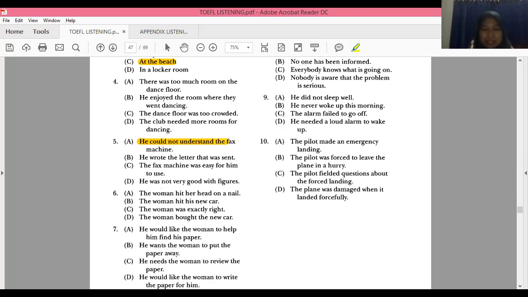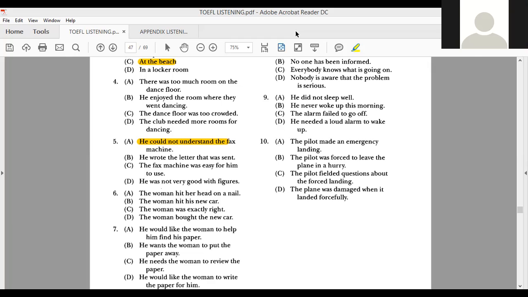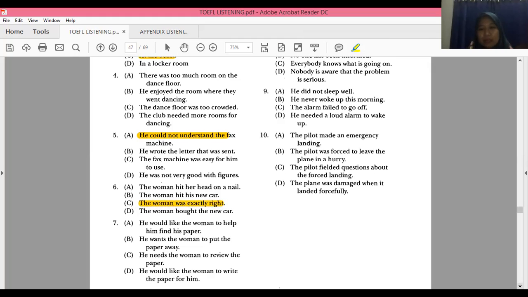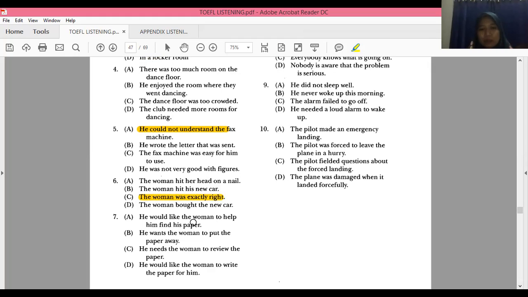Okay, number 6. Go to Miss Salma. Your answer, Miss Salma? Charlie, you hit the nail on the head. You nail it. Kadang cuma you nail it. Bukan not incomplete. You hit the nail on the head. You nail it. Yeah, you are right.